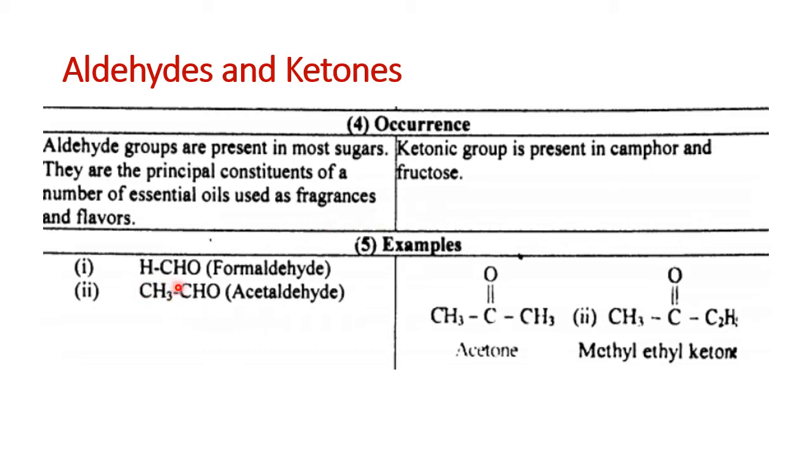Generally, this is formaldehyde, the simplest example of an aldehyde. This CHO is the functional group, and at minimum one H is attached. So this is the simplest molecule, formaldehyde, and this is acetaldehyde. This is the simplest ketone, acetone, that is, dimethyl ketone.